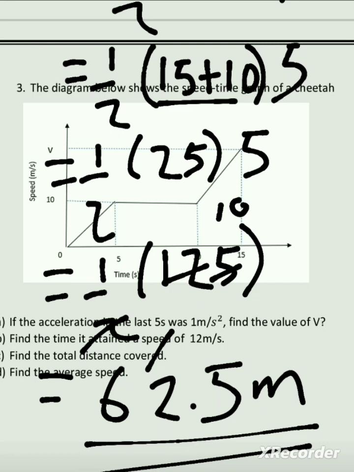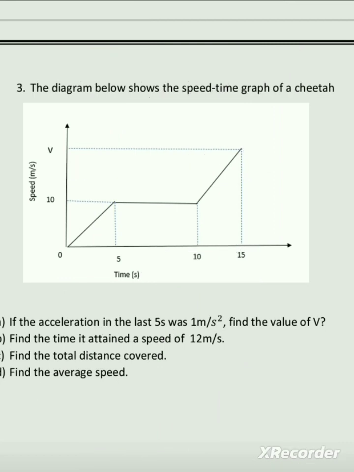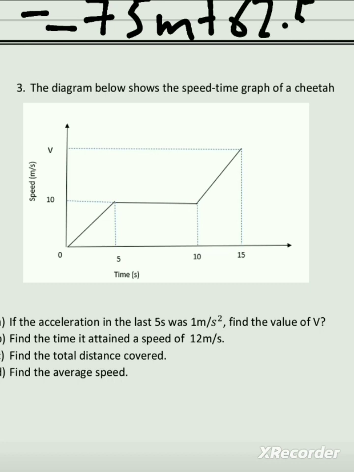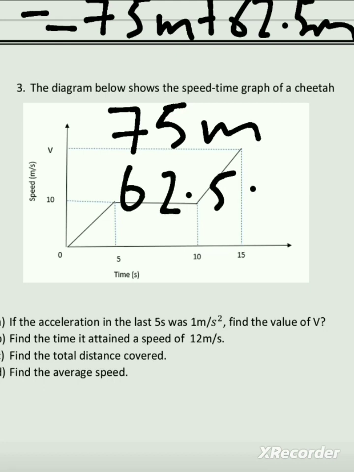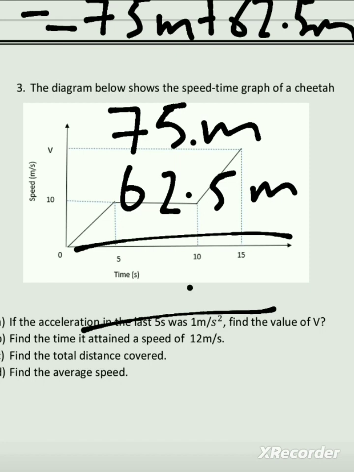So the total distance covered is going to be the first distance we calculated, which was 75 meters, and we add it to 62.5 meters. It will give us 137.5 meters. Let me just add these two. 75 meters plus 62.5 meters. The point you just bring it direct. 5 comes here, 5 plus 2, 7. 7 plus 6, 13. So it's 137.5 meters.